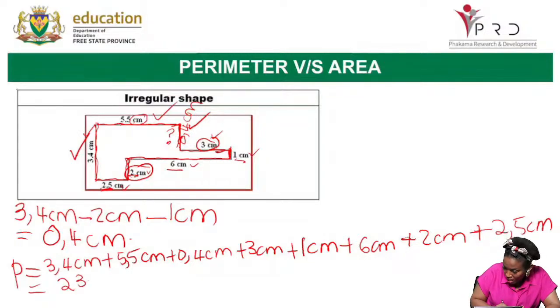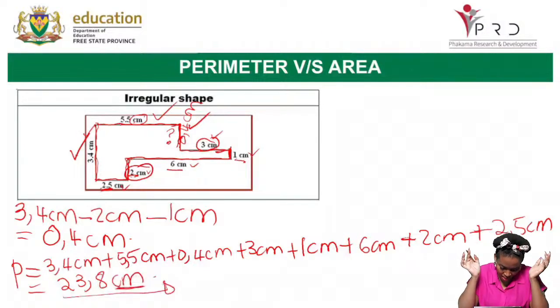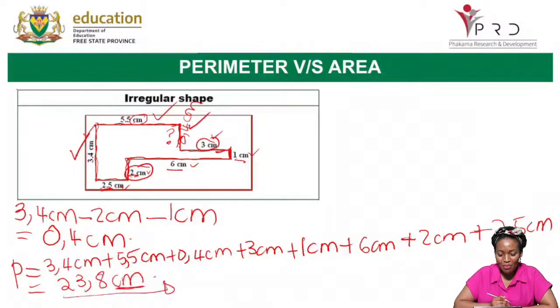I am getting 23.8 centimeters. Remember, with perimeter, it is measured in single units, not the square units. So the answer there, it is 23.8 centimeters if we were to calculate the perimeter of this irregular shape.